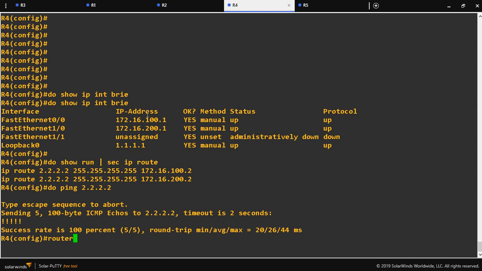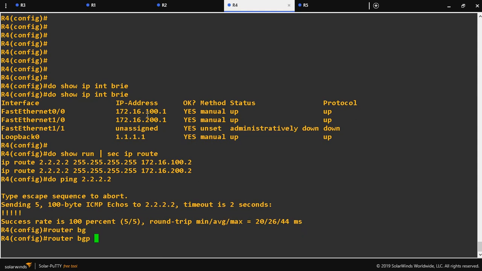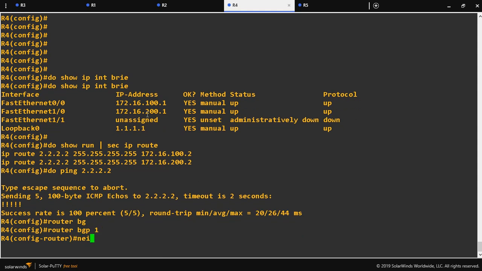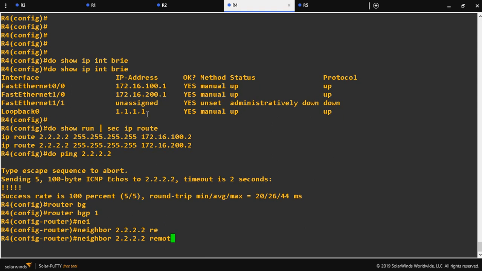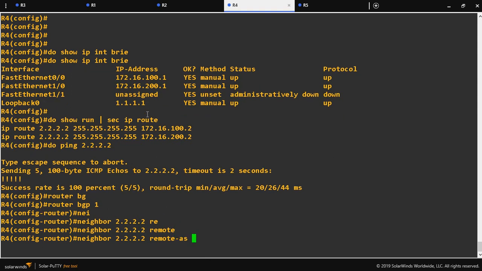So router BGP, I'll give same AS number 1. Next one neighbor. So the neighbor IP is R5 loopback IP. So loopback IP is 2.2.2.2 and remote-AS number. So the peering router AS number is 2.